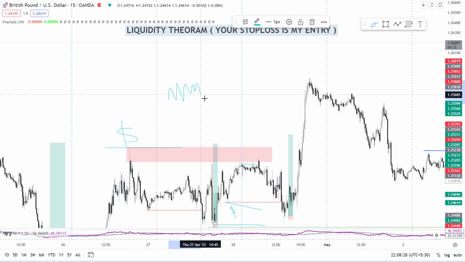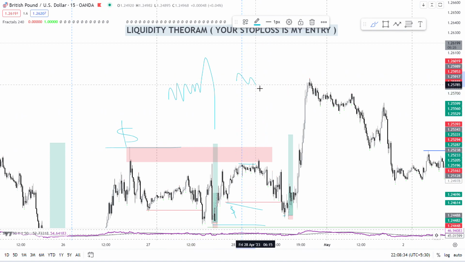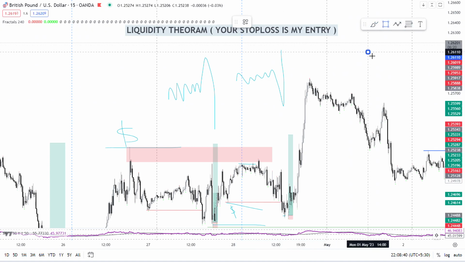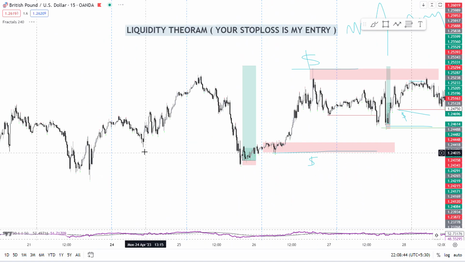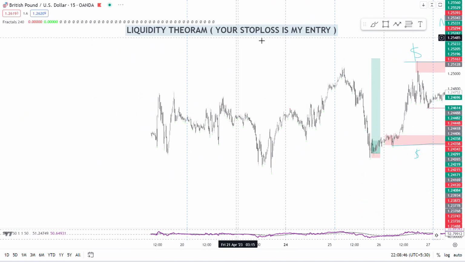Can you see this is the ICT's daily candle formation: accumulation, manipulation, sweep. This is the common sell candle, how it looks like. And this is the common buy candle: the accumulation, manipulation, sweep. This is how the market moves.